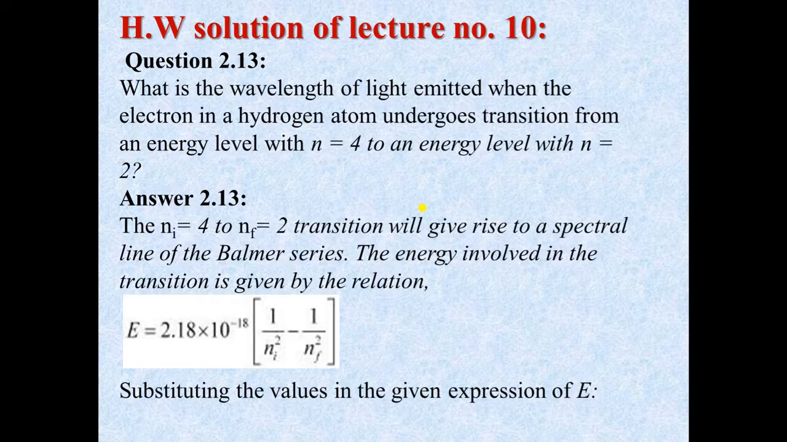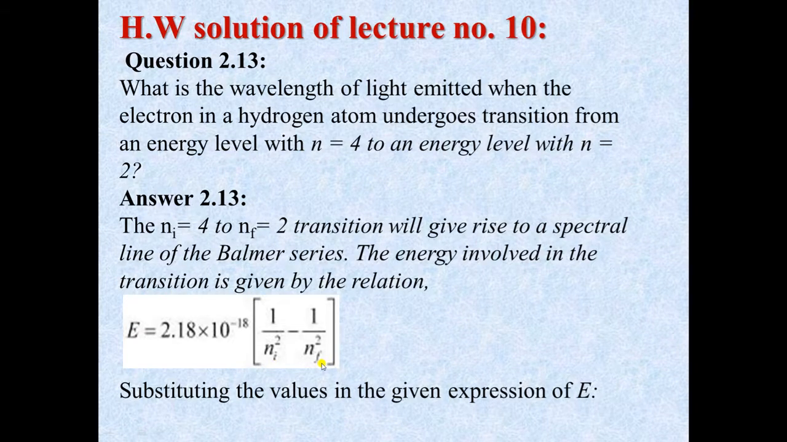Now we will discuss homework which was given in lecture number 10. Question number 13: what is the wavelength of light emitted when the electron in a hydrogen atom undergoes transition from an energy level with n = 4 to an energy level with n = 2? So here we will use the formula of energy: delta E is equal to 2.18 × 10^-18 × (1/Ni² − 1/Nf²). This is the initial shell and this is the final shell.